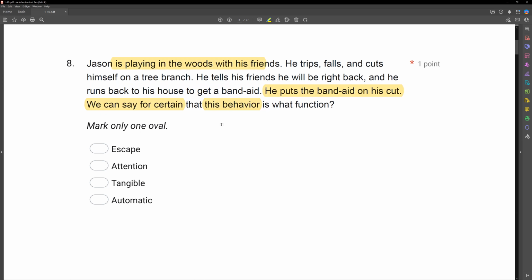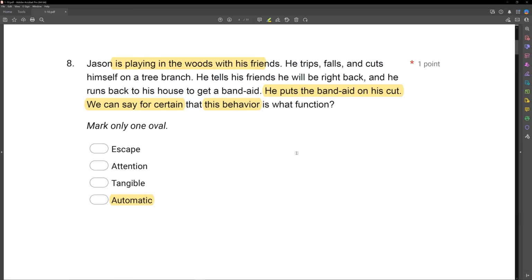Now, he might get that Band-Aid to escape the blood. He might get that Band-Aid because he likes the attention he gets when he wears Band-Aids. He might just like the Band-Aids. He just wants to obtain the tangible. We don't have enough information to say that, but we know for certain that his behavior is what? Well, we know for certain his behavior is automatic. And why? Because by himself, he gets the Band-Aid, and he puts the Band-Aid on his cut.